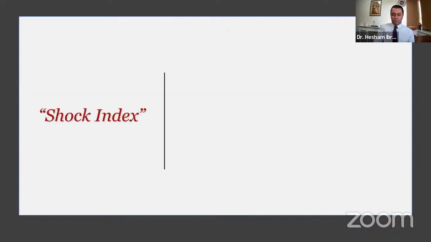How about the shock index? So shock index is an important tool that you need to know about because it will help you a lot in diagnosing shock patients. Basically, you need to divide the heart rate by the systolic blood pressure. So you're not using the heart rate only, you're not using the systolic blood pressure only, you're using both together.